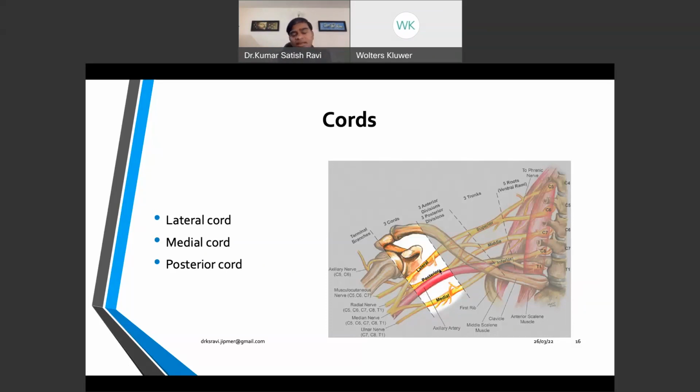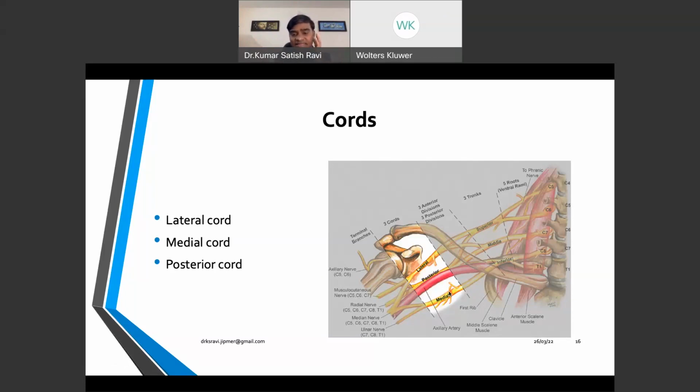When we talk about the relation of the cords with the first part of the axillary artery, it is different. What happens in the first part of the axillary artery? The lateral and the posterior cord of this brachial plexus will be lying lateral to the axillary artery, while this medial cord of this brachial plexus will be lying behind this first part of the axillary artery. So this is all about the cords in relation to the different parts of the axillary artery.